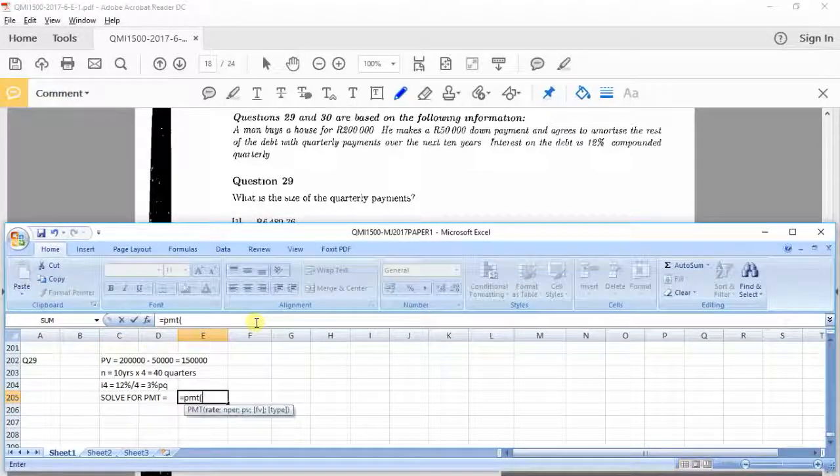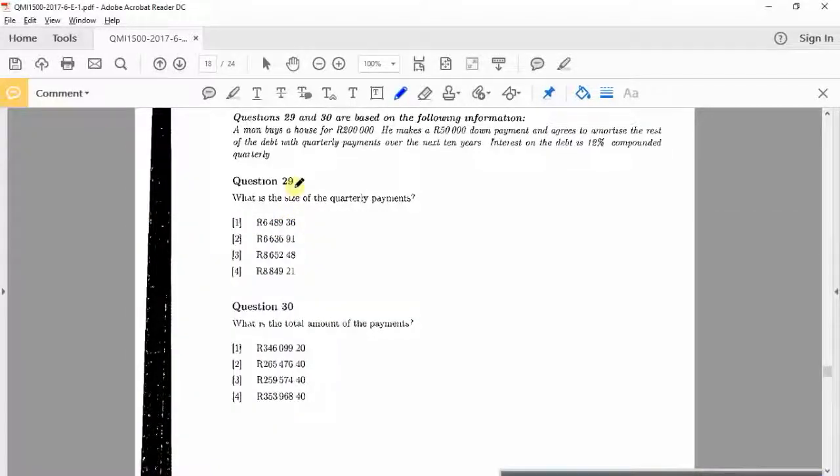What is the size of the quarterly payments? Solve for PMT. The rate is 0.12 divided by 4. The number of periods was 10 times 40. The present value was 150,000. His payments are 4,503. That's not there.